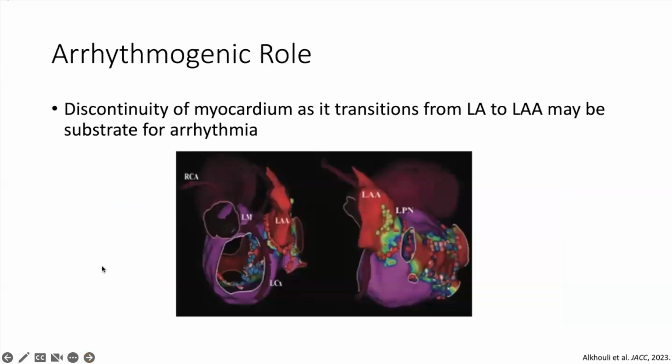And then there's also an arrhythmogenic role. As I mentioned, there's a discontinuity between the myocardium as it transitions from the smooth surface of the left atrium to the left atrial appendage. It's believed to be a substrate for arrhythmia as well. So there have been some targets along this structure in atrial fibrillation ablation as well.